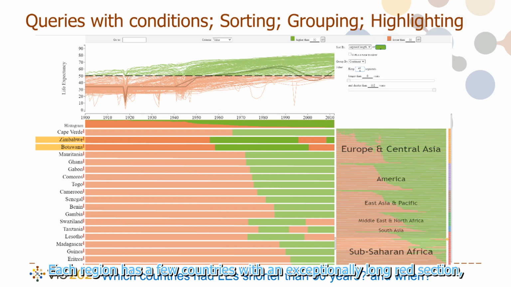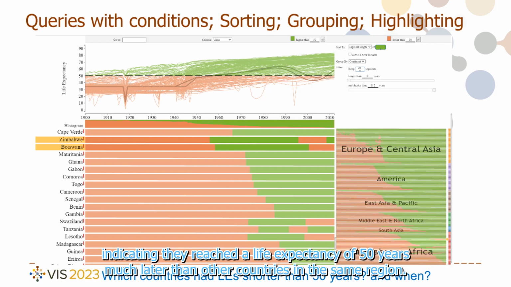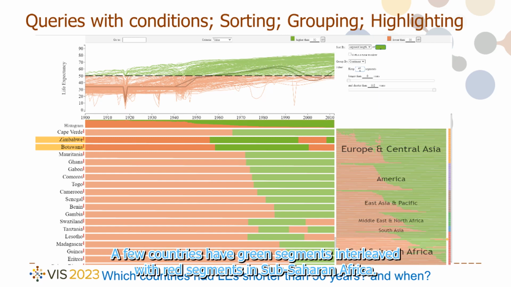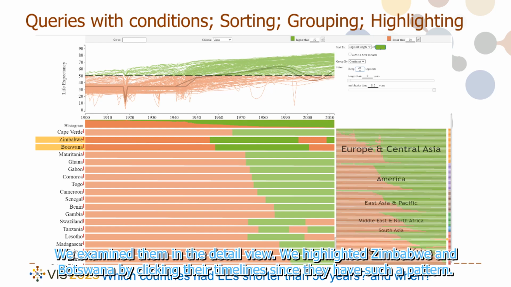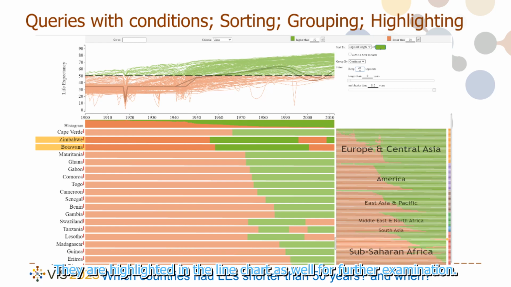Each region has a few countries with an exceptionally long red section, indicating they reached a life expectancy of 50 years much later than other countries in the same region. A few countries have green segments interleaved with red segments in sub-Saharan Africa. We examined them in the detail view. We highlighted Zimbabwe and Botswana by clicking their timelines since they have such a pattern. They are highlighted in the line chart as well for further examination.